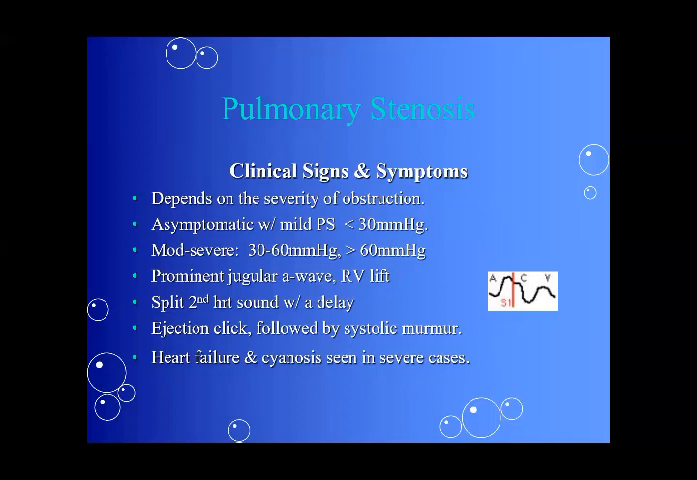A prominent jugular A wave is always there, which shows the right ventricular lift. There is splitting of the second heart sound with delayed pulmonary component. An ejection click can sometimes be present, followed by a systolic murmur. Heart failure and cyanosis are usually seen in the severe cases.